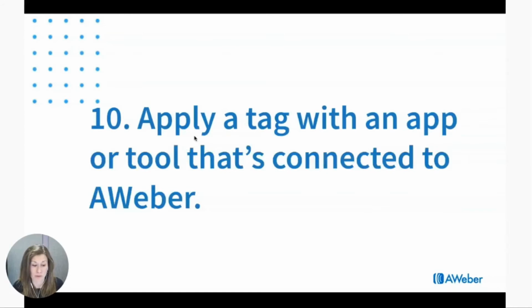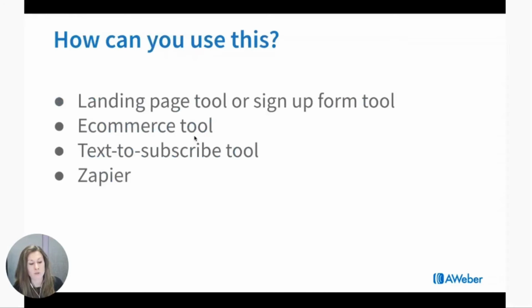But how would you use this? Well, you can use it with your landing page tool or your signup form tool. So Unbounce, ConvertFlow, Opt-in Monster, Opt-in Cat, Sumo, Privy are all examples of lead generation tools you could use that support tags. You could also use it with your e-commerce tool like ThriveCart, WooCommerce, Shopify, and you can tag people based off the products they purchase.